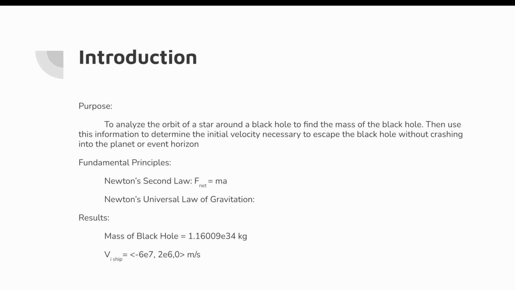Our fundamental principles are Newton's second law and Newton's universal law of gravitation, and the results of this lab were that we found the mass of the black hole to be 1.16 times 10 to the 34th power kilograms, and the initial velocity of the ship to be -6 times 10 to the 7th meters per second in the x direction, and 2 times 10 to the 6th meters per second in the y direction.